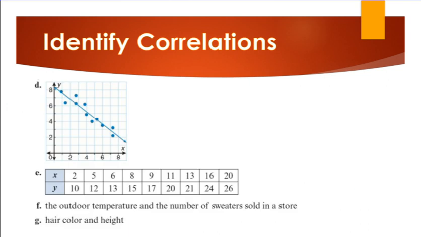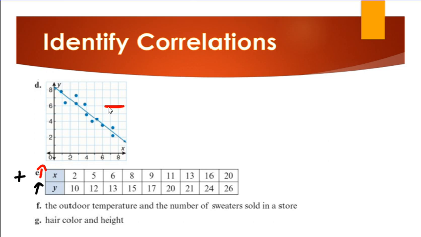Next one. Here we would say this has a negative correlation because the line is going down. So y is going down, x's are going up. The next one, my x's are going up, my y's are also going up. So if they're both going up, this we would say is a positive correlation.